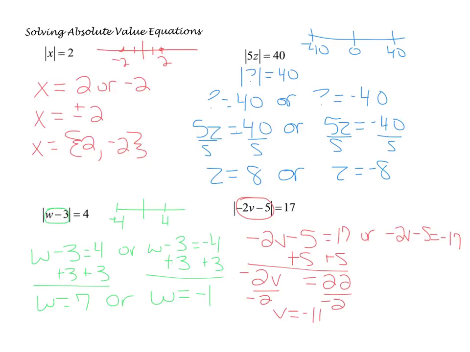Then we're going to solve the second one, same way. We're going to add 5 to both sides. Here it equaled -17. So we get -2v equals -17 plus 5 is -12. We're going to divide both sides by -2, and we get v equals 6. So v equals -11, or v equals 6.